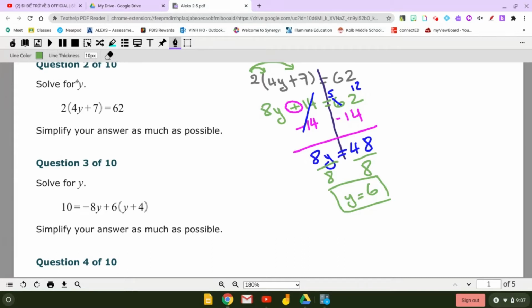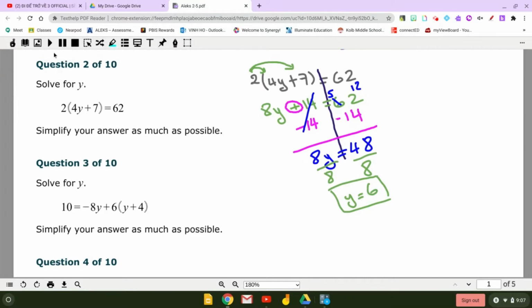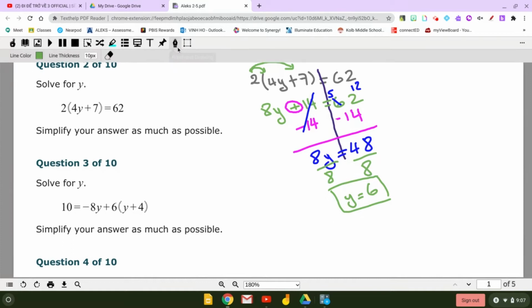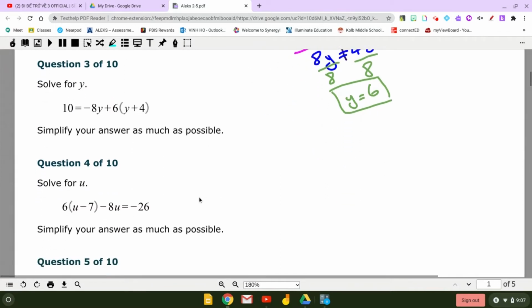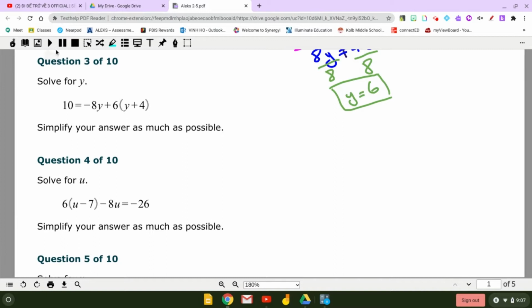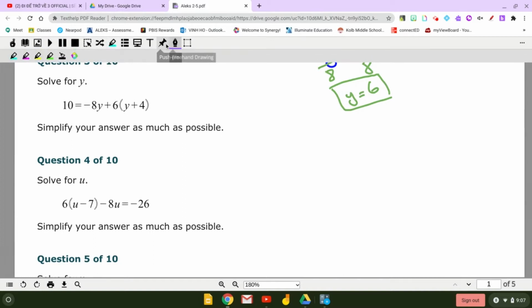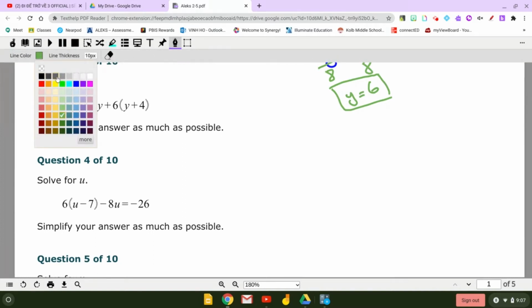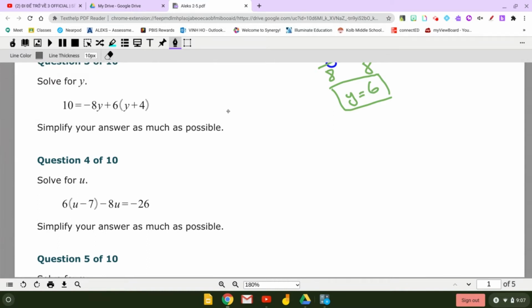Now we're heading to problem number 3. Problem number 3. You know what? Since I'm done with that, I can move it down. All right, looks like I won't have a lot of space. Okay, we have 10 equal to negative 8y plus 6 times (y plus 4).